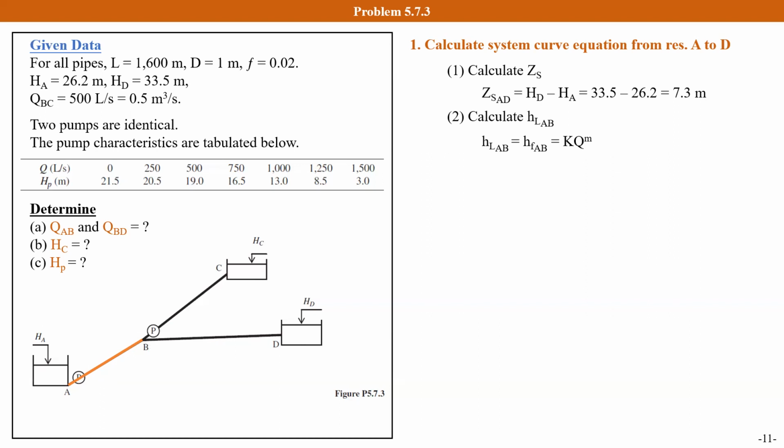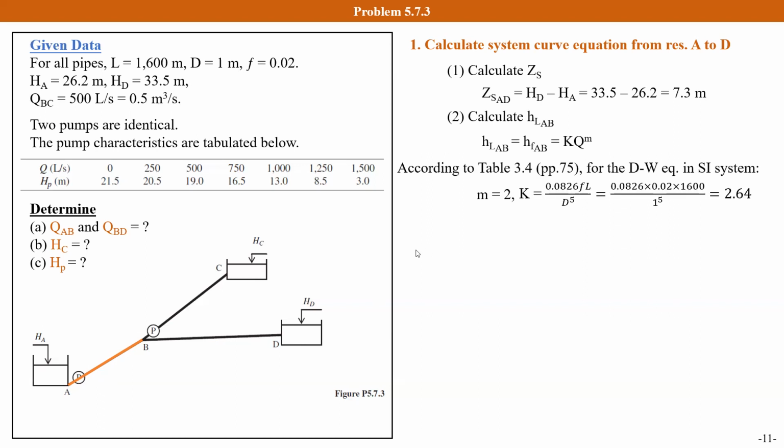It equals K times Q to the power of M. Based on the equation given in table 3.4, we can calculate K, which equals 2.64. Therefore, we can use the flow rate to represent the head loss between reservoir A and junction B. It equals 2.64 times Q to the power of 2.